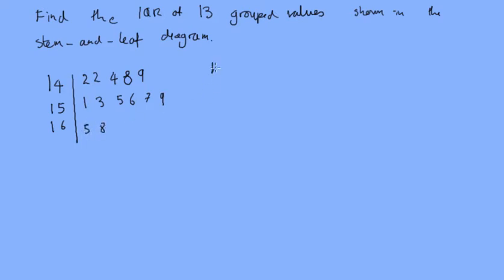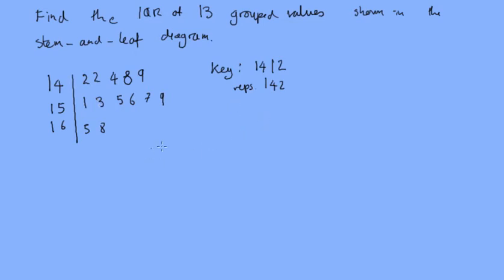So remember, with a stem and leaf diagram, we have a key. And this explains what we're looking at. So 14 in the line and a 2 represents 142. So 15 and 1 would be 151, 153, 155, and so on and so forth.